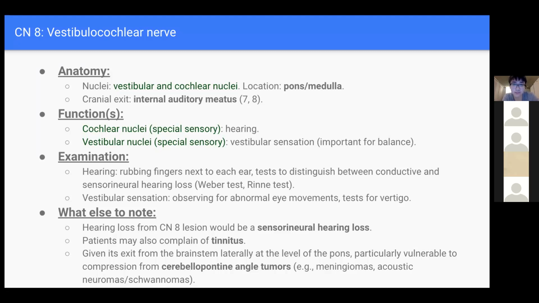But something very simple is that when you're examining the patient's eyes, when you're doing the 3, 4, 6 exam, also look for abnormal eye movements, look for nystagmus. Those things can be indicative of a CN8 lesion as well.